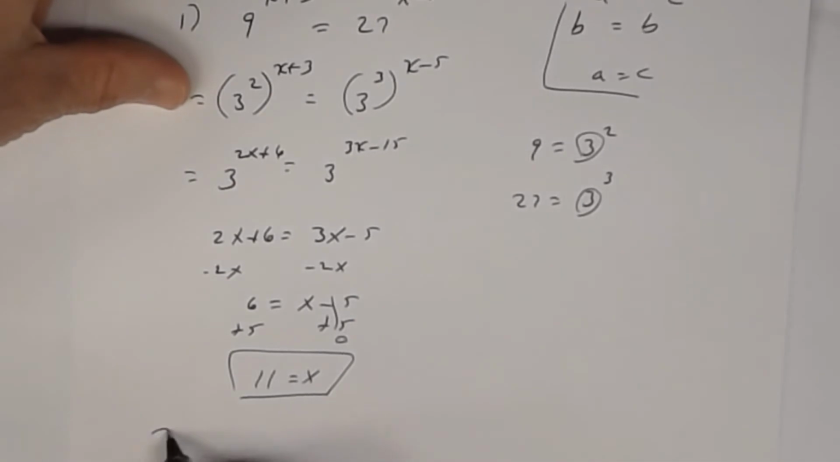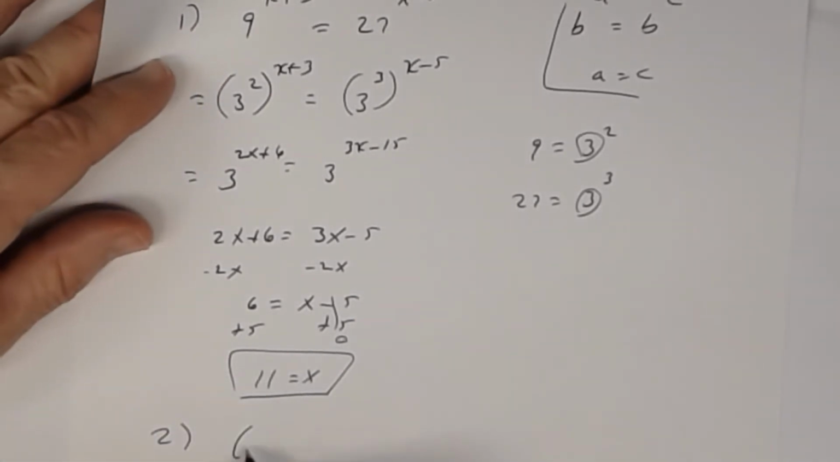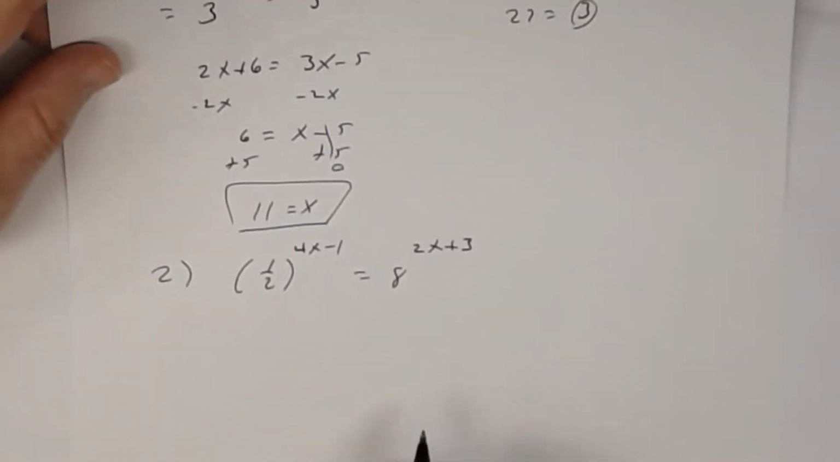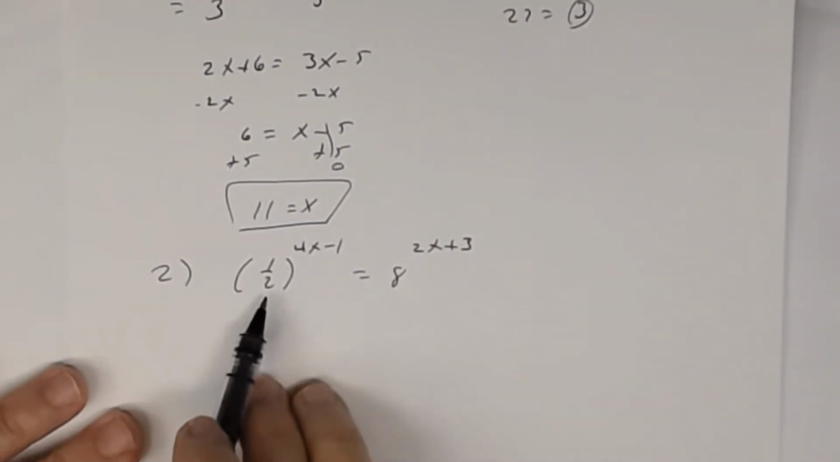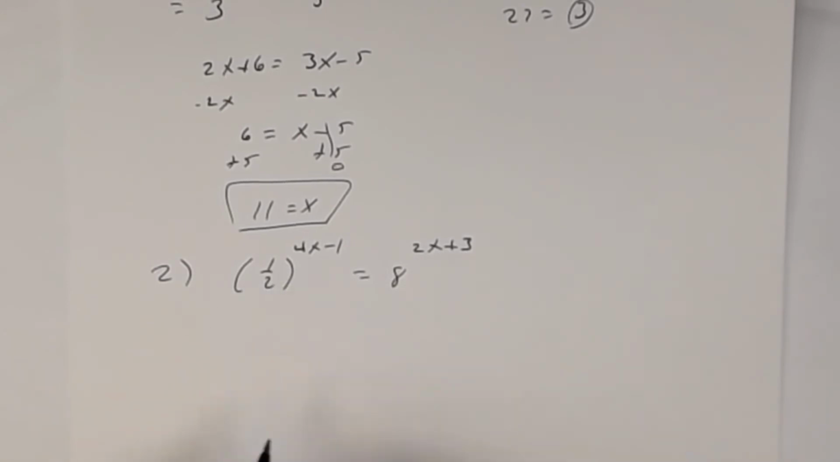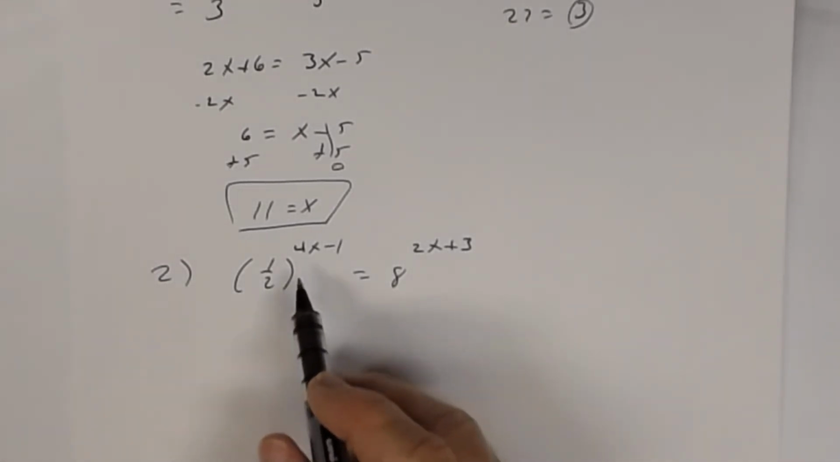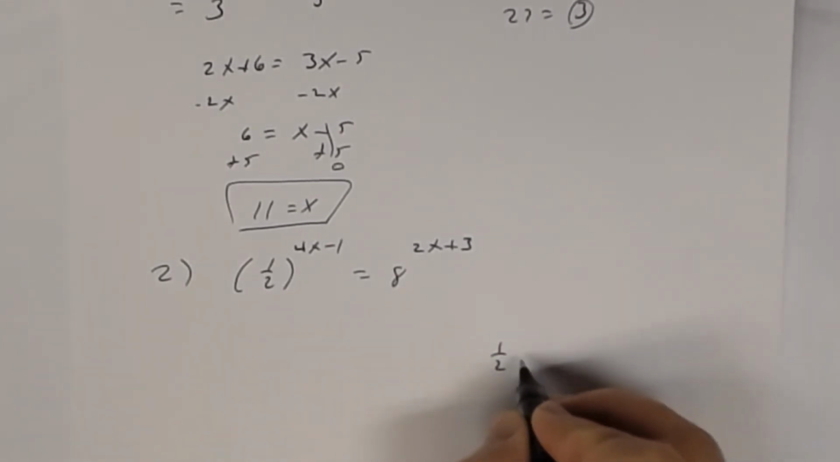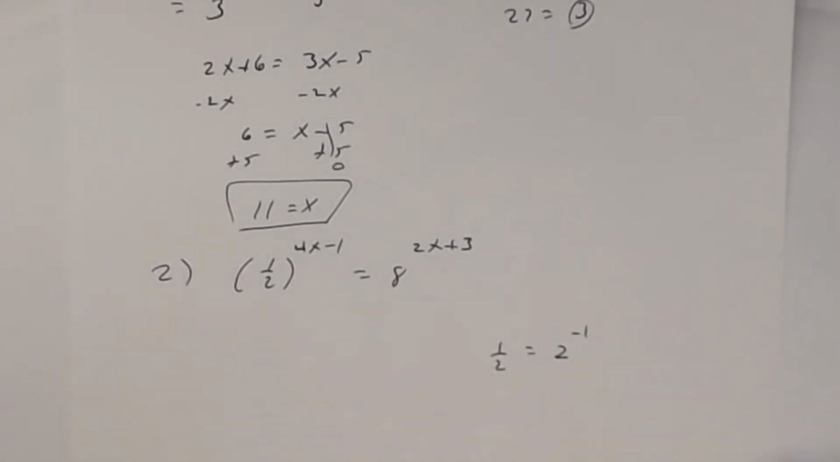All right, in number 2, we have 1/2 to the 4x minus 1 equal 8 to the 2x plus 3. Now, notice that this one has a fraction in it. You see that 1/2. And I want you to think of it this way. You can get those bases to be the same very easily by thinking like this. You know that 1/2 is 2 to the negative 1. And you know that 8 is 2 cubed. So now notice I have those bases to be the same.